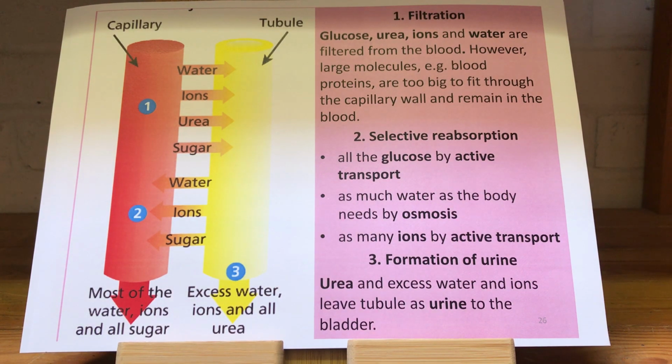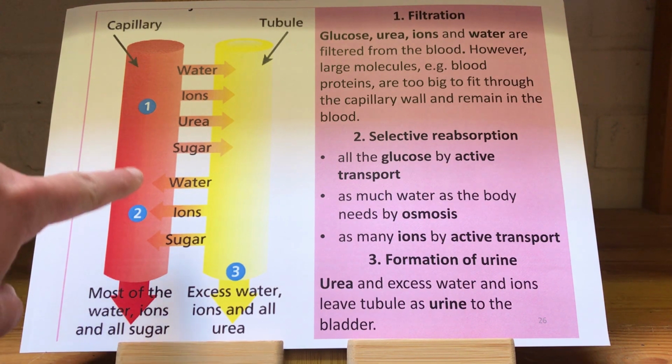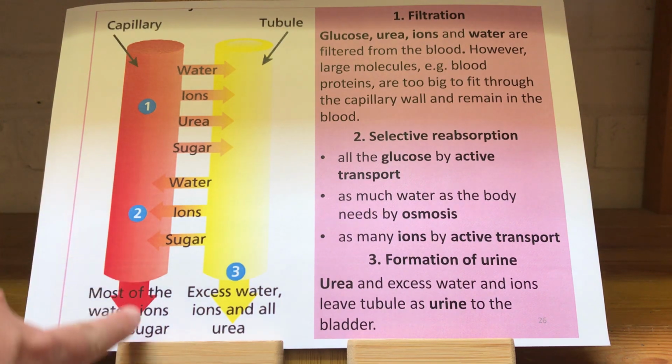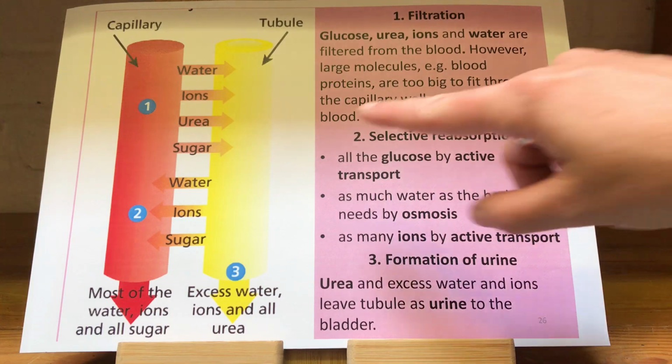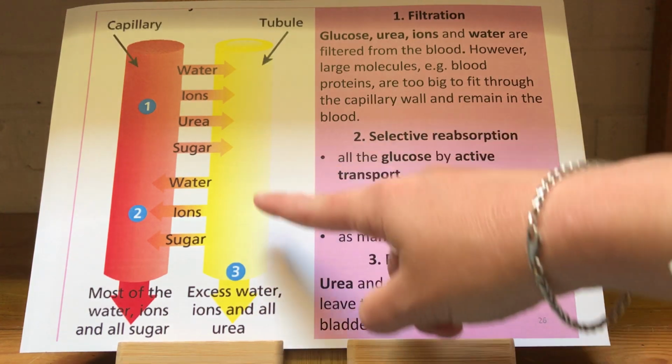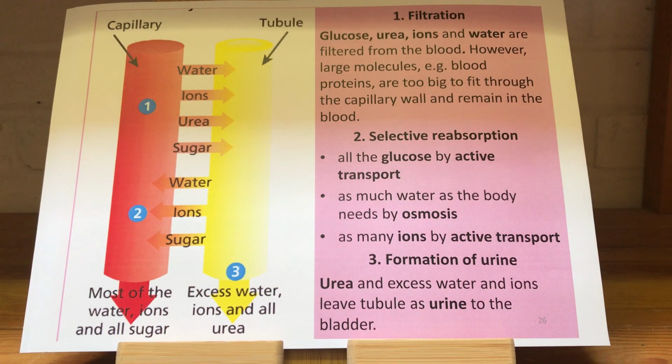So that means that going into the blood that's leaving the kidneys, we've got most of the water, most of the ions, and all of the sugar. So what's left? Well, we've got all of the urea, some of the water and some of the ions going to the bladder in the form of urine. So the third stage is formation of urine.